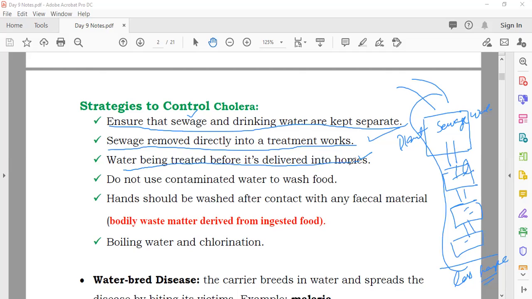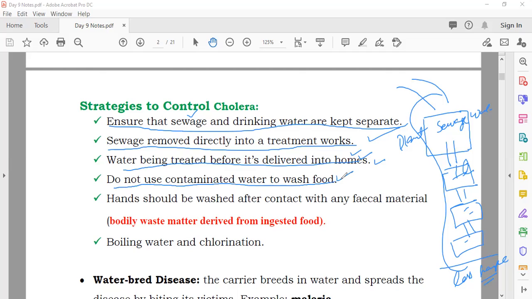They're saying that you should pass water through scientific procedures for treatment, where you can remove all the germs, all the dirt, all the harmful things from the water. So water should be treated, and then sent to the homes when you are sure that it is safe for all means.